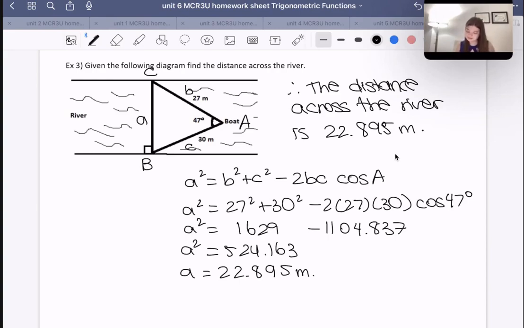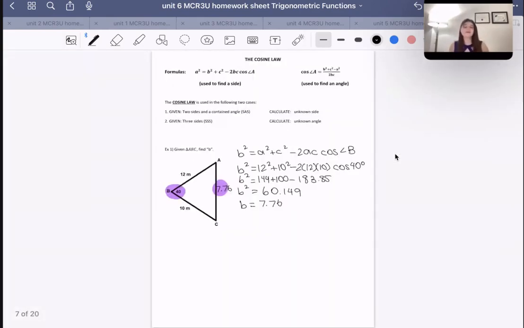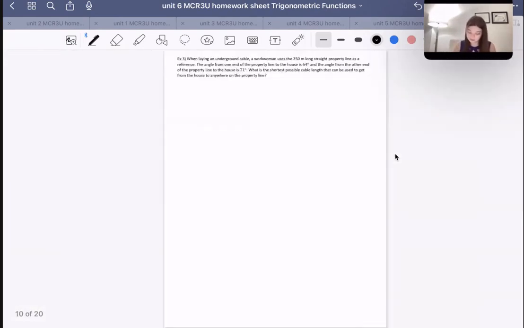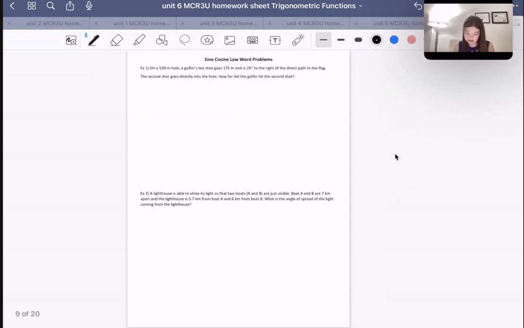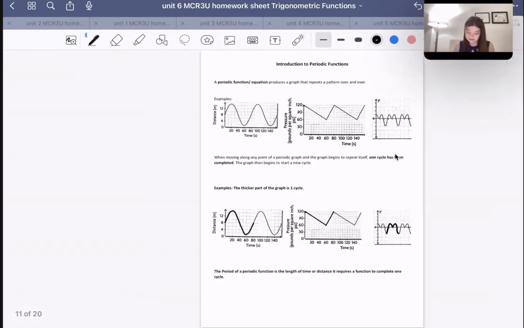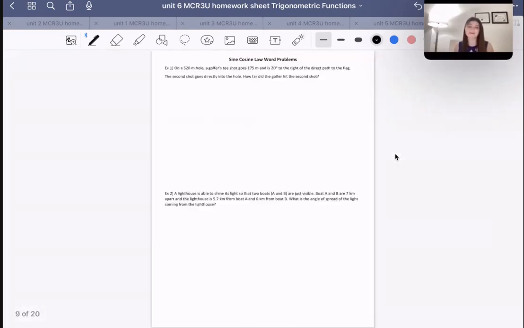Awesome. All right, well, that is everything for today for cosine law. Next time we'll come back. We are going to do some word problems related to the sine and the cosine law. And then after that, we will begin talking about periodic functions.